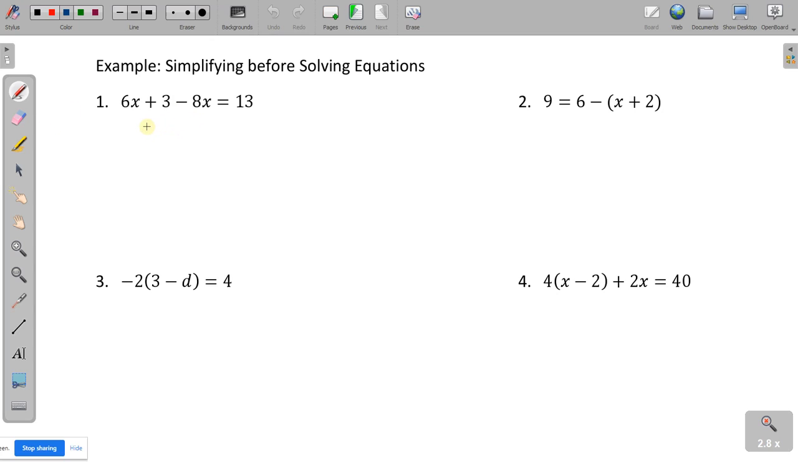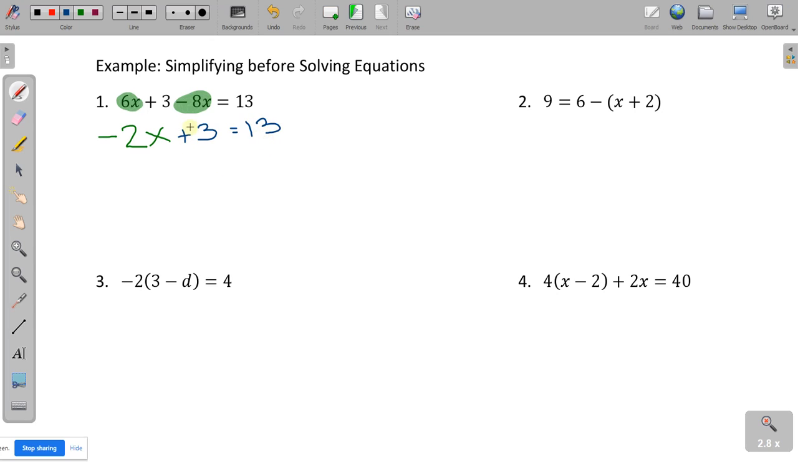So number 1, we have 6x plus 3 minus 8x equals 13. We have like terms here. We need to combine our like terms. So we have 6x and negative 8x. Since they're on the same side, you do the same operation as shown. 6 minus 8 gives us negative 2x. Now bring down everything else as it is.